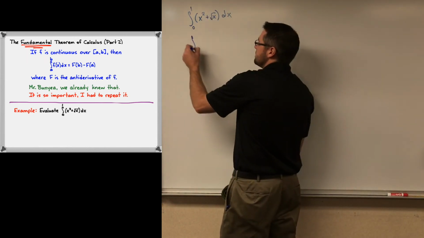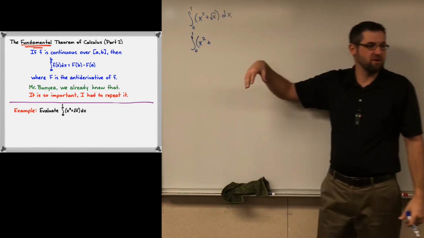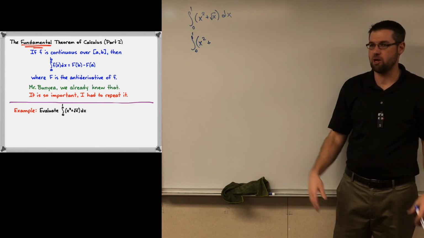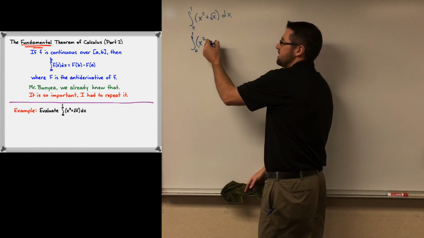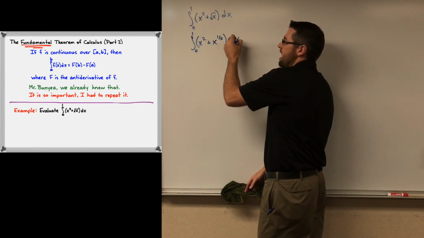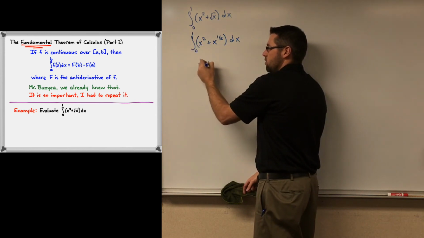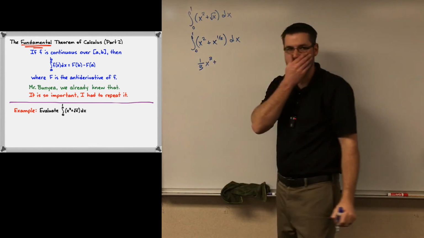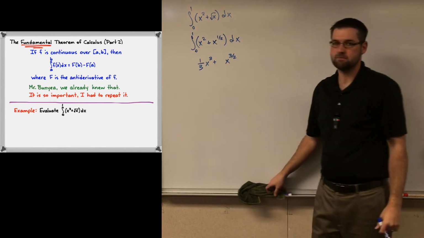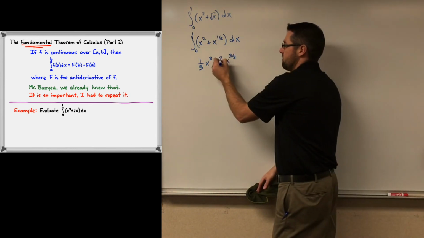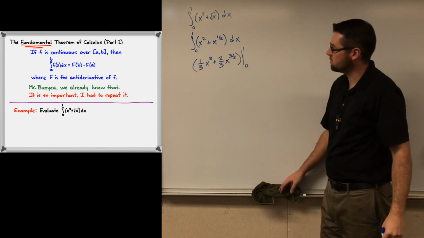So let's rewrite this. 0 to 1 of x squared plus, that was the derivative, but how did I figure out what that was before I had it memorized? I rewrote it as an exponent, right? So it'd be plus x to the 1/2. All right, now let's take the antiderivative. What's the antiderivative of x squared? 1/3 x cubed plus, this is going to be x to the 3/2, and then 2/3 out front. And then that is all evaluated from 0 to 1. You guys okay with that?